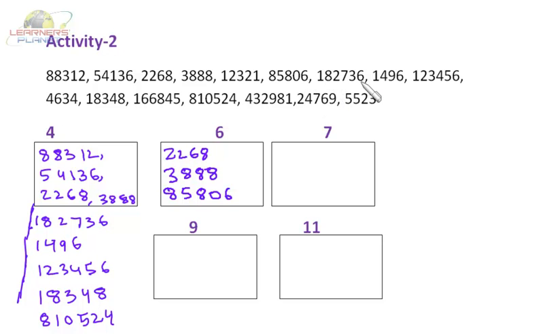Now let's see this number. The unit digit is an even number. So it will be a multiple of 2. Now let's check it for 3. It's 1 plus 8, 9. 9 and 2, 11. 11 plus 7, 18. 18 plus 3, 21. 21 plus 6, 27. So it's a multiple of 3. Okay. So I just write it over here. Since it is a multiple of 2 and 3 both, it will be a multiple of 6.